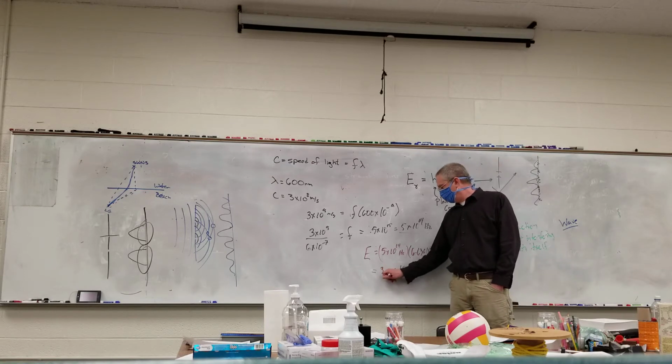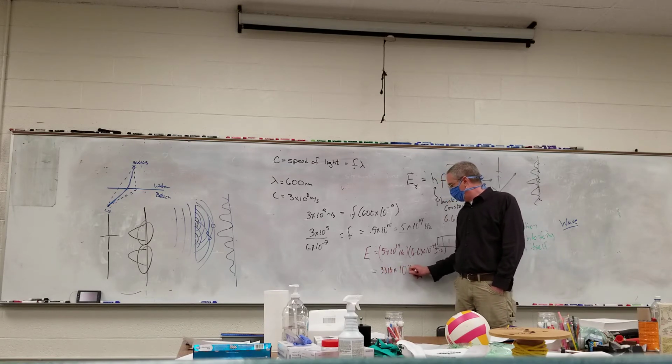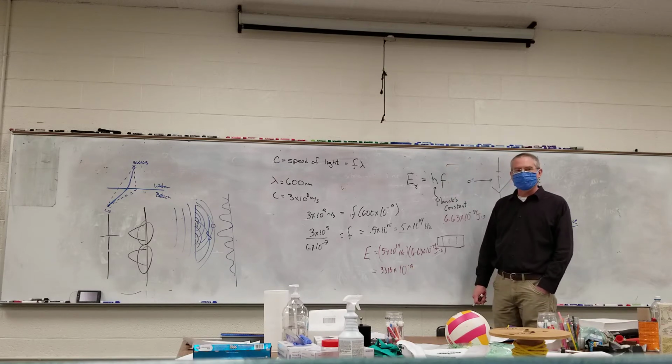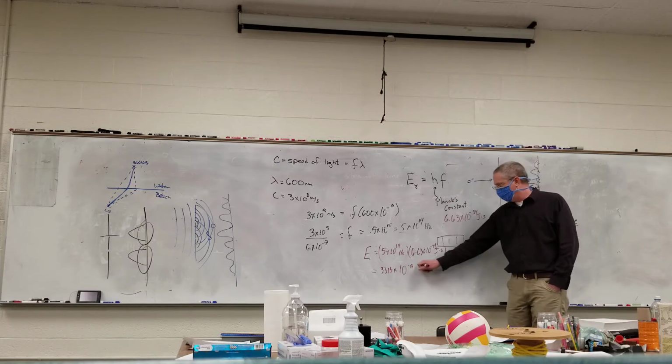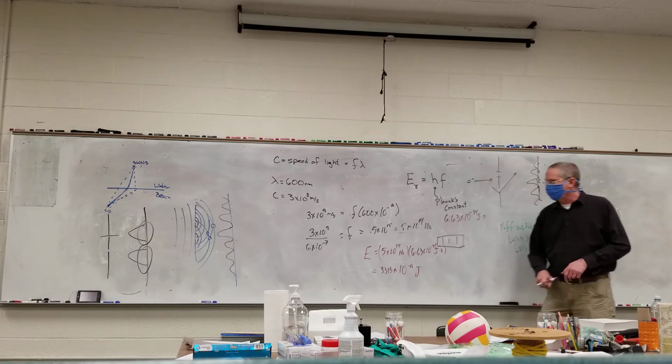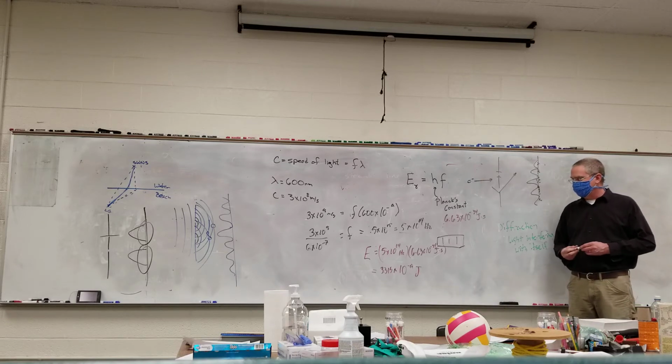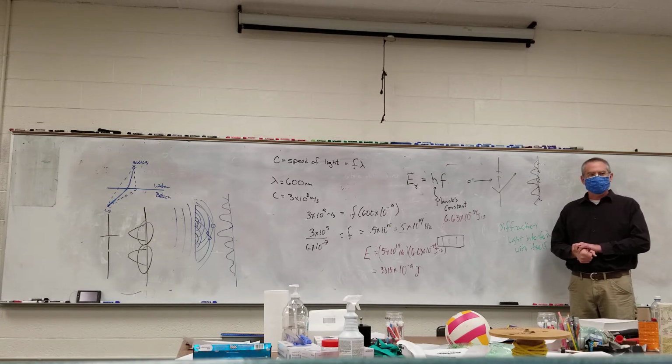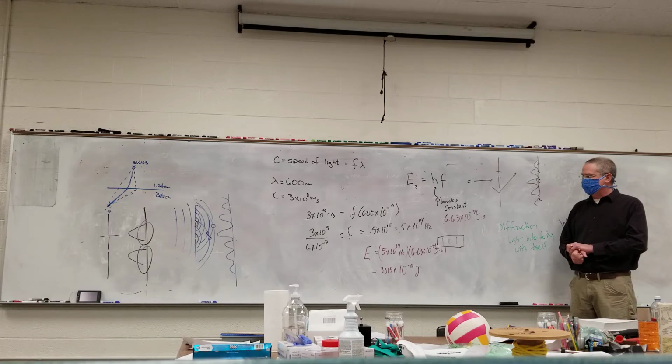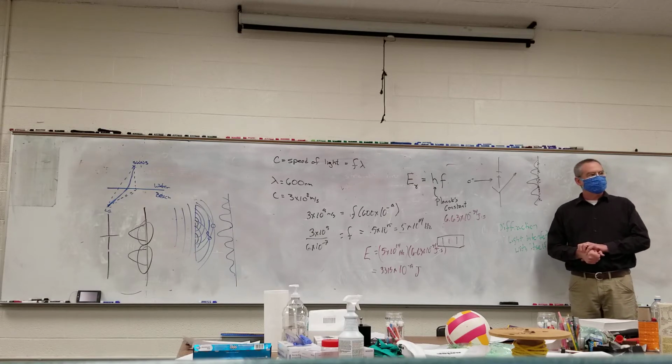0.315 times 10 to the negative 19. Units? Yeah. That seems very small. It is very small, but because Planck's constant is extremely small.